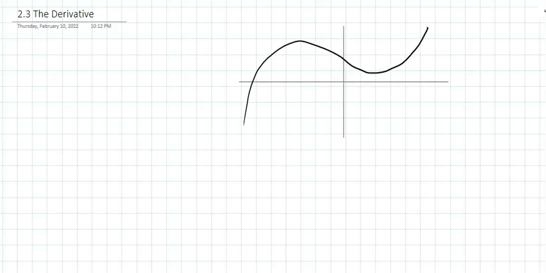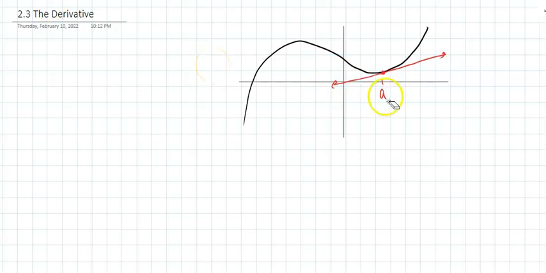Section 2.3 is a star section. We want to find a derivative. A derivative is instantaneous rate of change. That is the slope of a tangent line. A tangent line is a line that touches the curve at one point, let's say A.